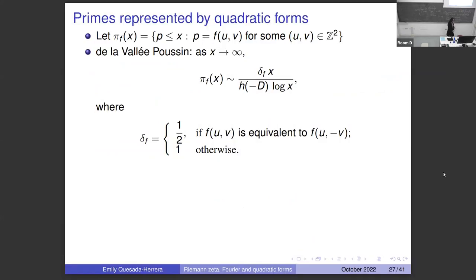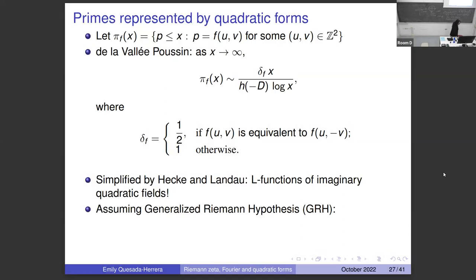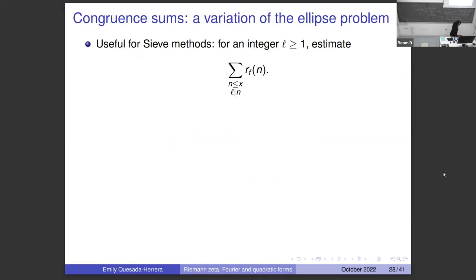And then Andrés Chirre showed that when he proved the prime number theorem, he also proved it for primes in arithmetic progressions and also for primes represented by quadratic forms. And it has this asymptotic. It is what we would expect, x over log x. But it is multiplied by this factor. And this basically means that primes are uniformly distributed among all the equivalence classes of quadratic forms of a given discriminant.